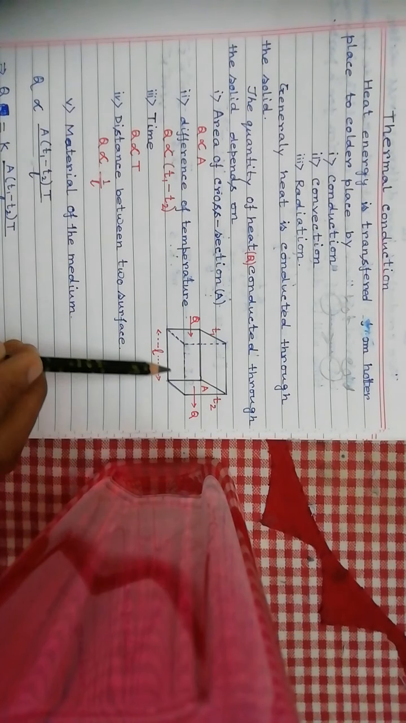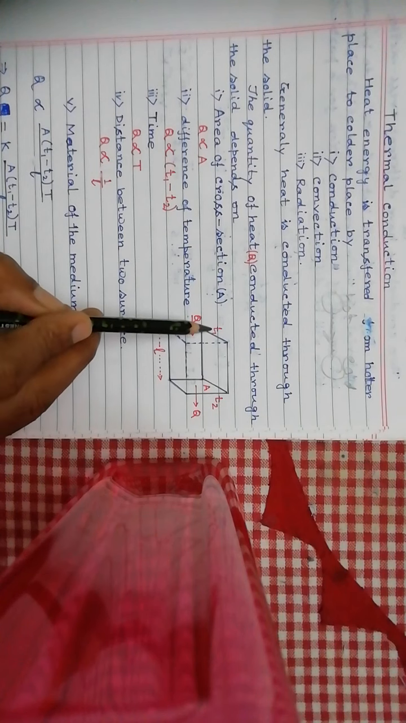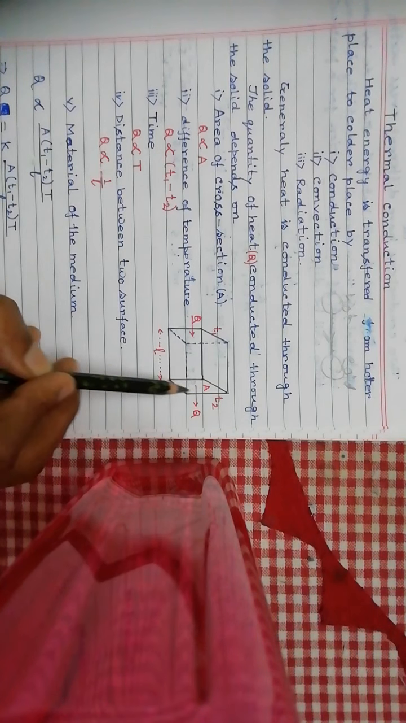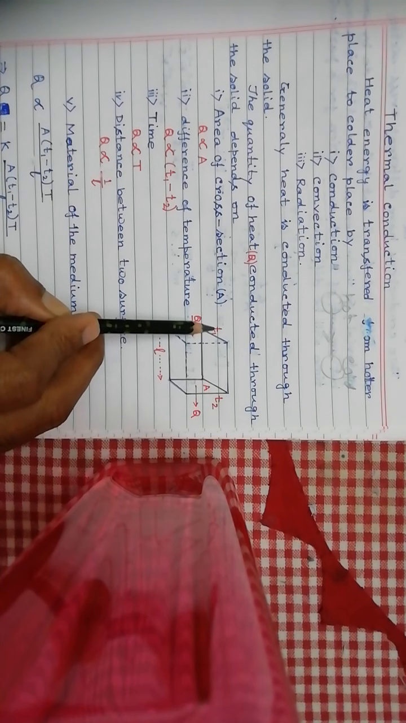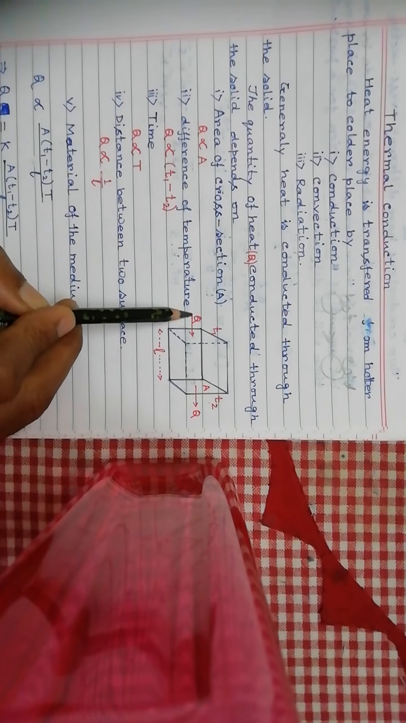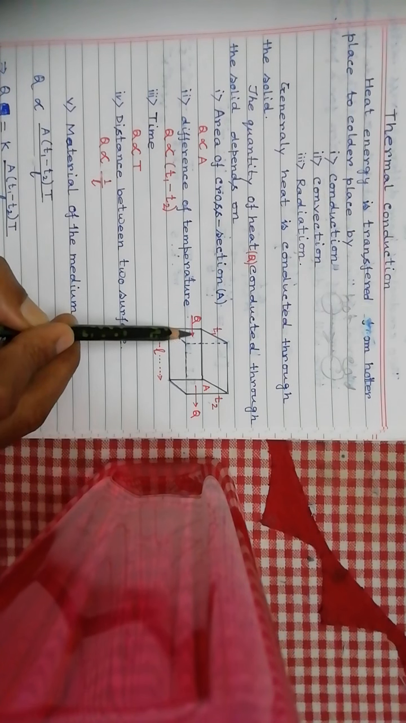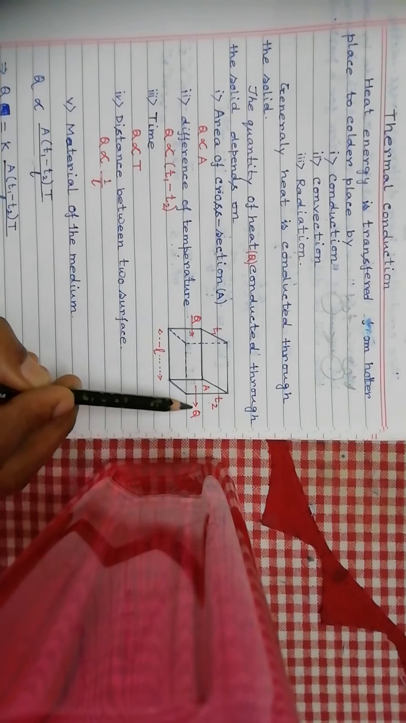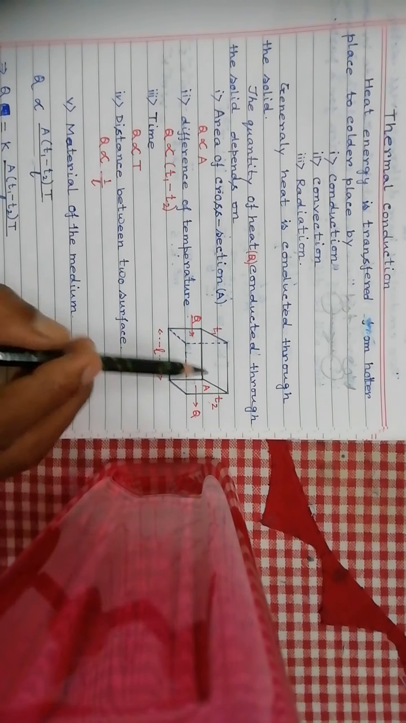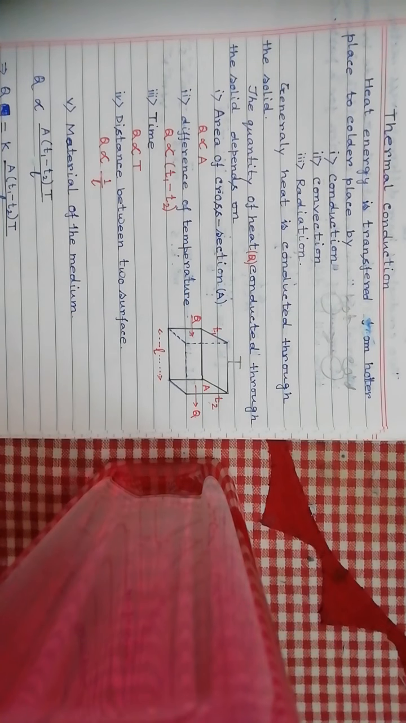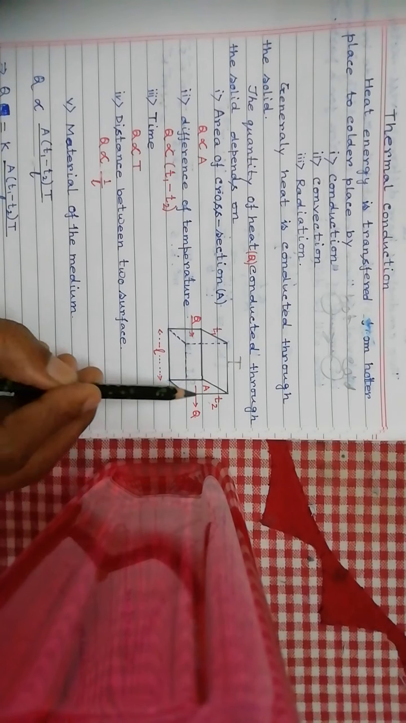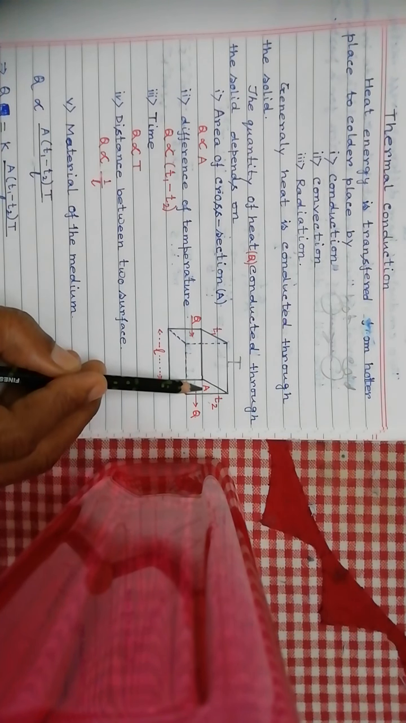Now consider this is a conductor. This surface has temperature T1 and this surface has temperature T2, and T1 is greater than T2, that means this is the hotter surface and this is the colder surface. So heat is transferred from this surface to this surface. Let Q amount of heat be transferred in time T. The distance between these two surfaces is L, and the cross section of each surface is capital A.